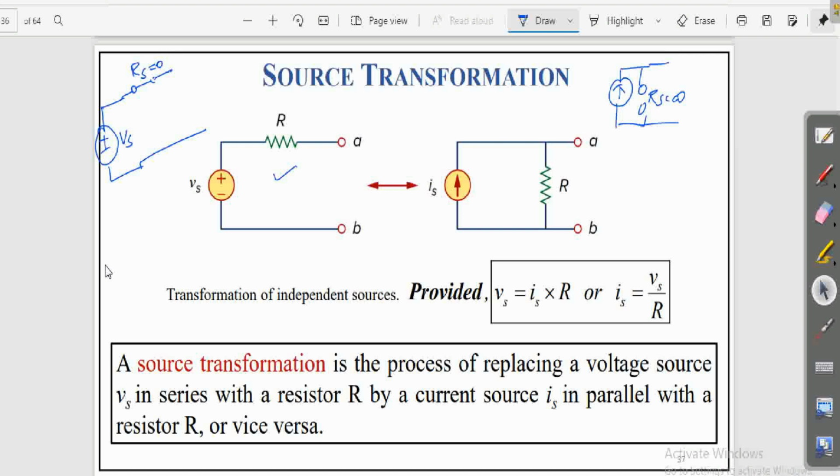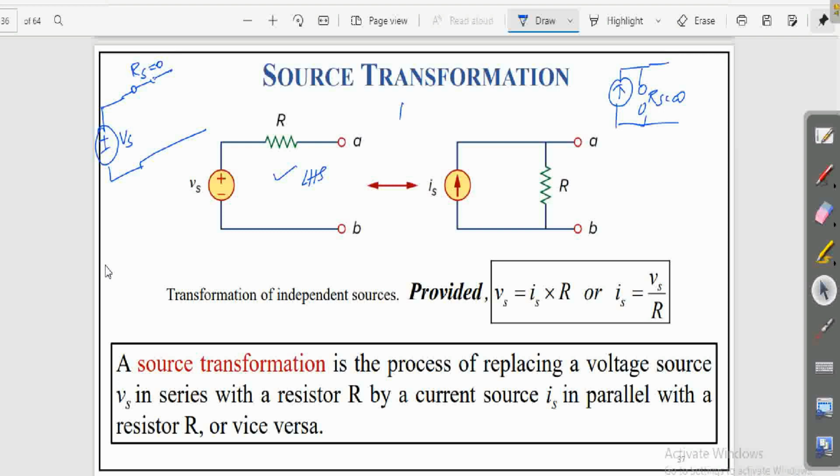So source transformation is a process of replacing a voltage source in series with a resistor by a current source in parallel with the resistance. Or if I have a current source in parallel with the resistor, that is replaced with a voltage source in series with the R. For example, let us consider this LHS part. In this LHS part, we are having a voltage source in series with the resistor. How is it replaced with the current source?